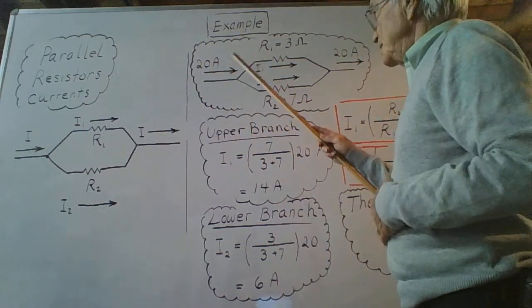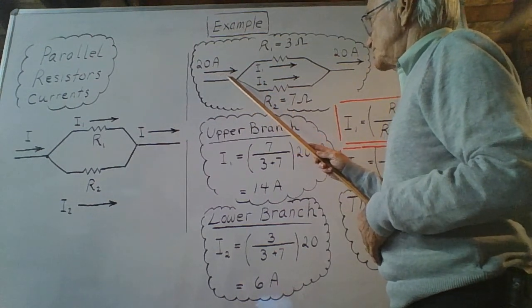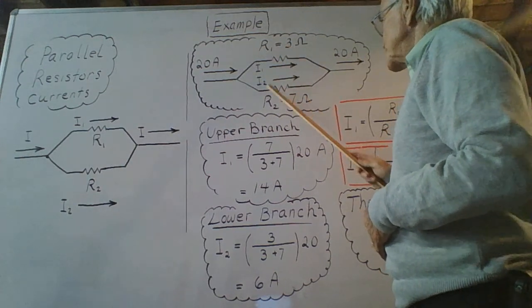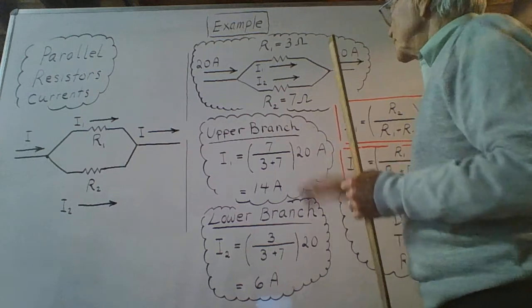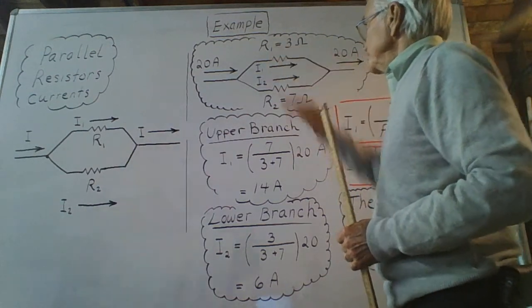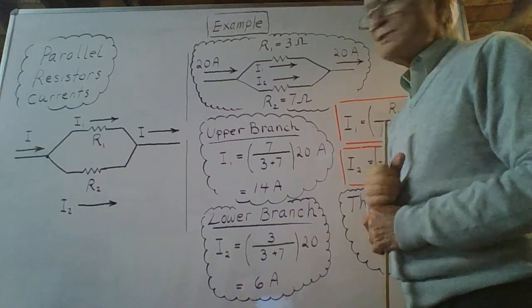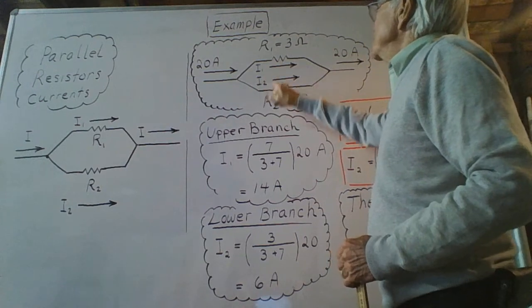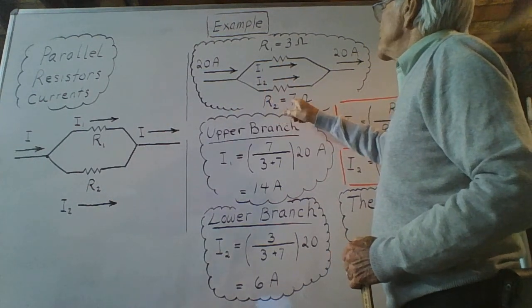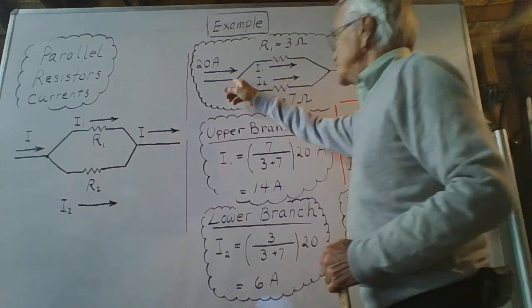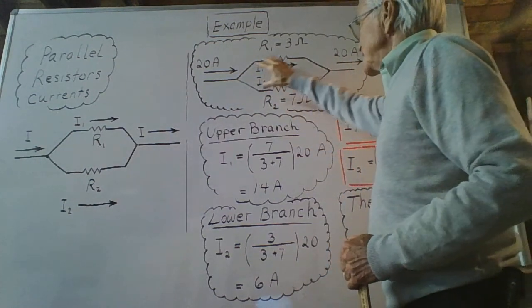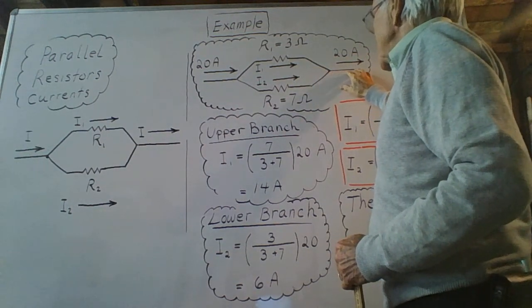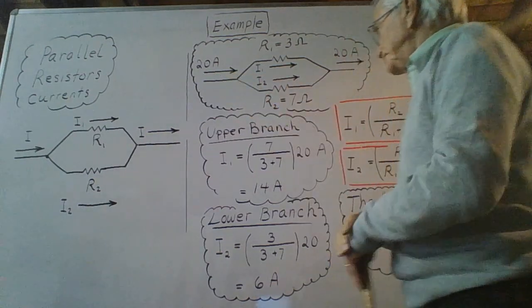Consider in this example 20 amperes approaching a branch point, two resistors in parallel, 3 ohms and 7 ohms. We label the current to the top resistor, the upper branch resistance, R1. Current is I1. Lower branch, R2 and I2. 20 amperes come in, divide unequally as in general, and combine to give the same current out of the pair as entered the pair.